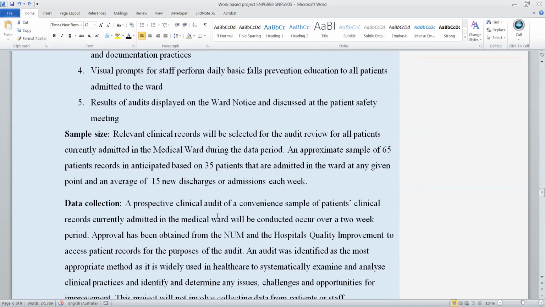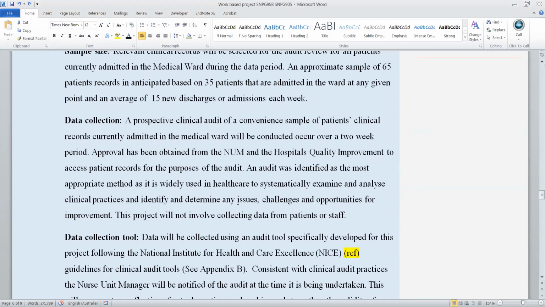I've talked about, there's a separate posting on sample size, but on this one, I've discussed that the relevant clinical records will be selected and audited for all the patients who will be admitted in the medical ward during the data period. I've given an approximate sample size. It's a 35-bedded ward, 15 new admissions or discharges each week. So over a two-week period of data collection, we expect to have up to 65 patient records.